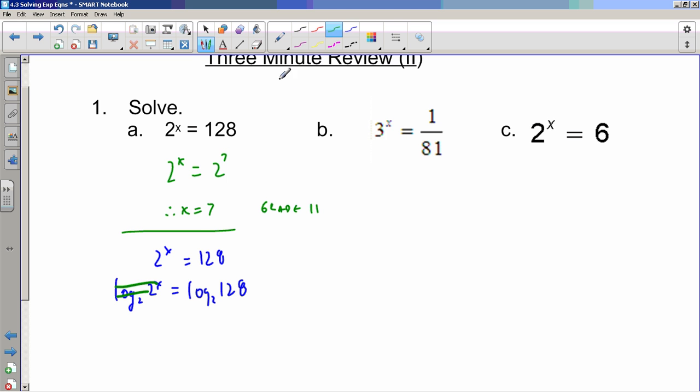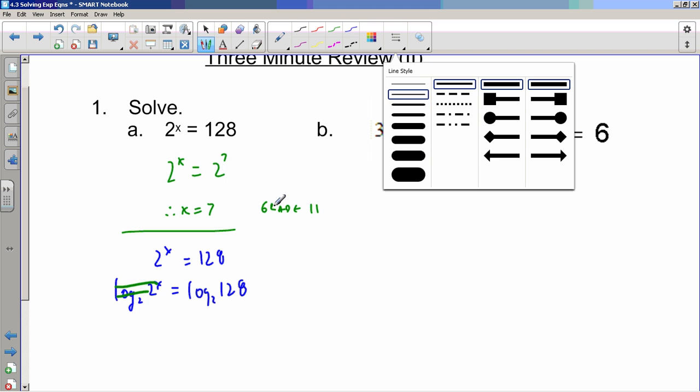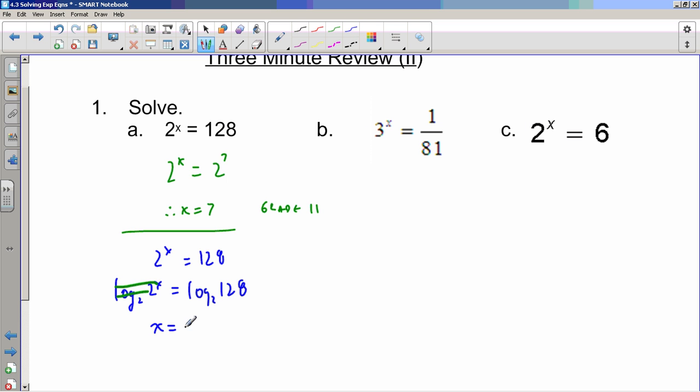This wipes itself out, and I'm just left with what was up in the exponent, which was x, and then this becomes one of these log evaluation things that we've been doing for a few days now. x is still 7. This is a grade 12 version, isn't it? Do I care which version you do? Essentially, they're the same, right? It's knowing that 128 is 2 to the exponent 7.